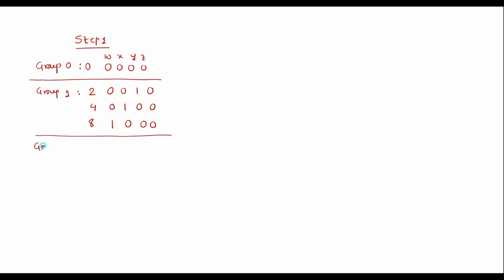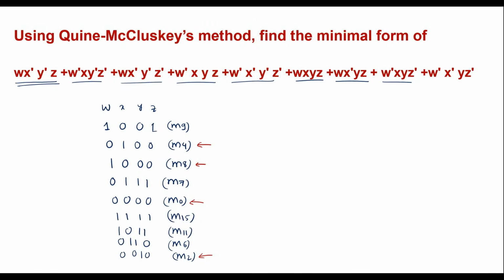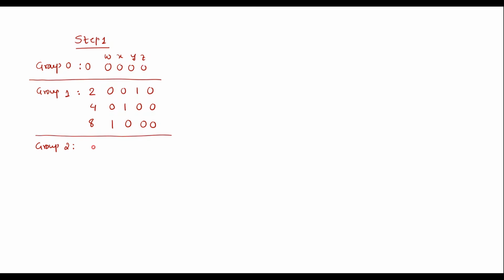Now let me consider group 2. In group 2, I will consider the numbers which have 2 ones. Here M9 has 2 ones. Similarly, M6 has 2 ones. Let me write 6 and 9 in group 2. 6 is 0, 1, 1, 0 and 9 is 1, 0, 0, 1.